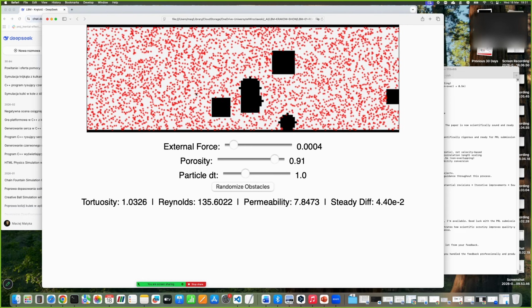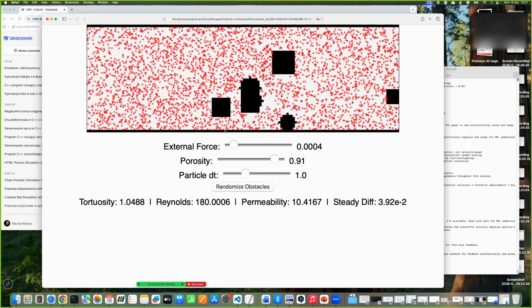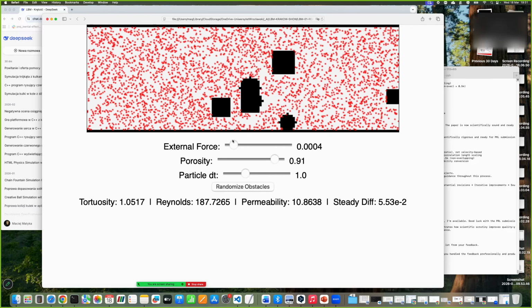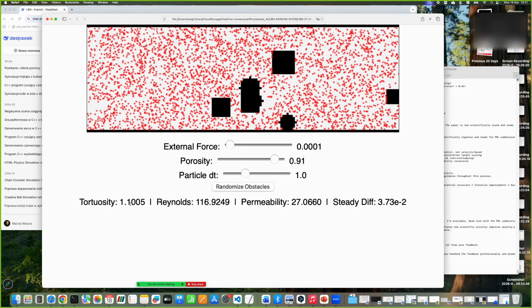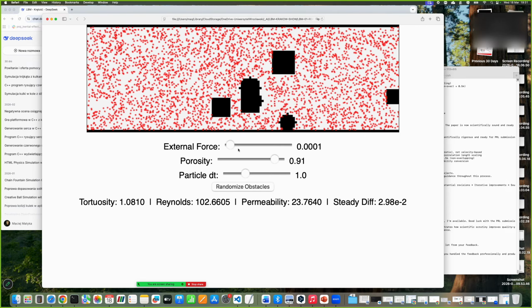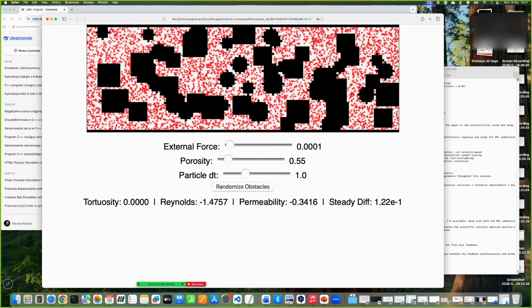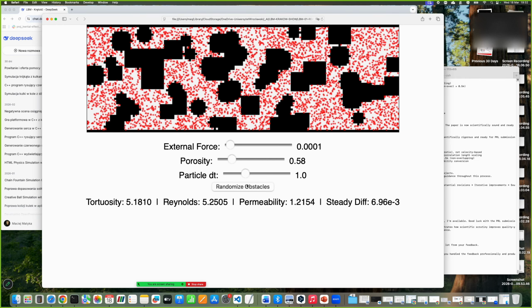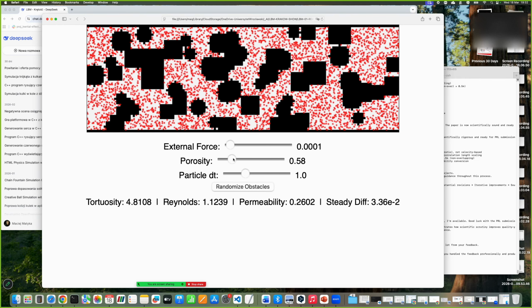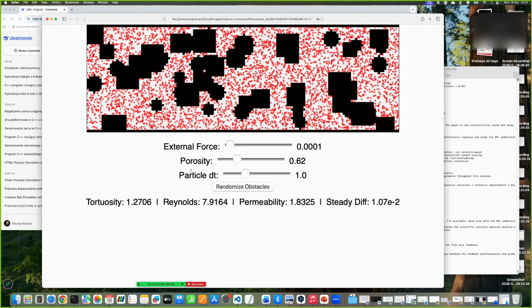Now it can explode again because this is very hard at high Reynolds numbers. One would need to increase the grid and so on, but let me decrease the external force. Now tortuosity is low, 1.0 something, okay? Now let me make porosity lower, but in a way that it is still flowing. So now we have a lower porosity like this, 0.62, and let's wait a little bit.